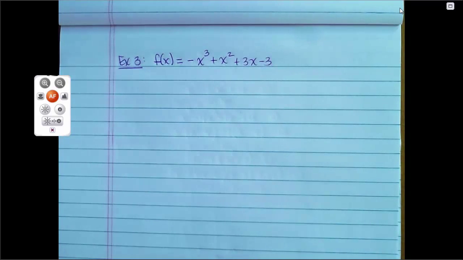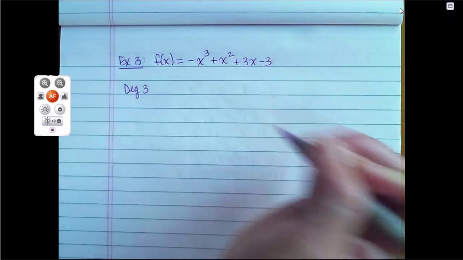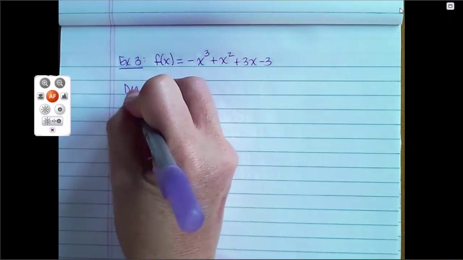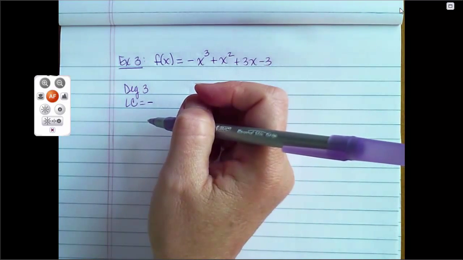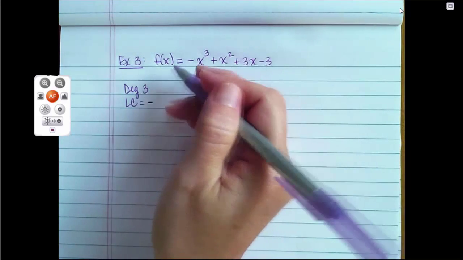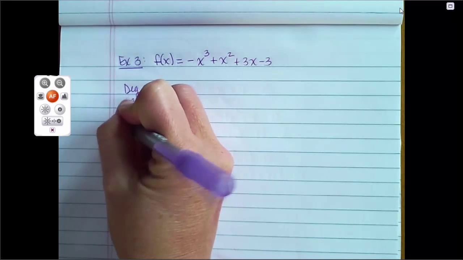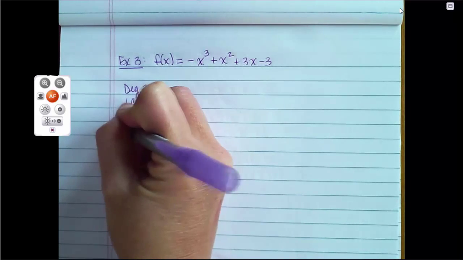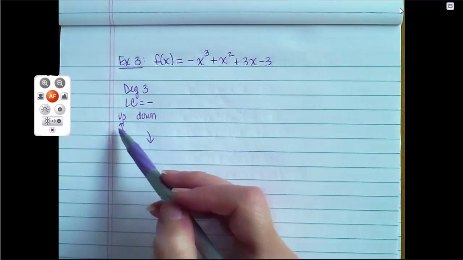In example 3, I have f of x equals negative x cubed plus x squared plus 3x minus 3. Well, this is a degree 3 function, which means it's cubic. Its leading coefficient is negative. So this is a reflection over the x-axis of our normal cubic function, which means instead of starting down and ending up, it's going to start up and end down. So this graph's going to look something like that at its ends.